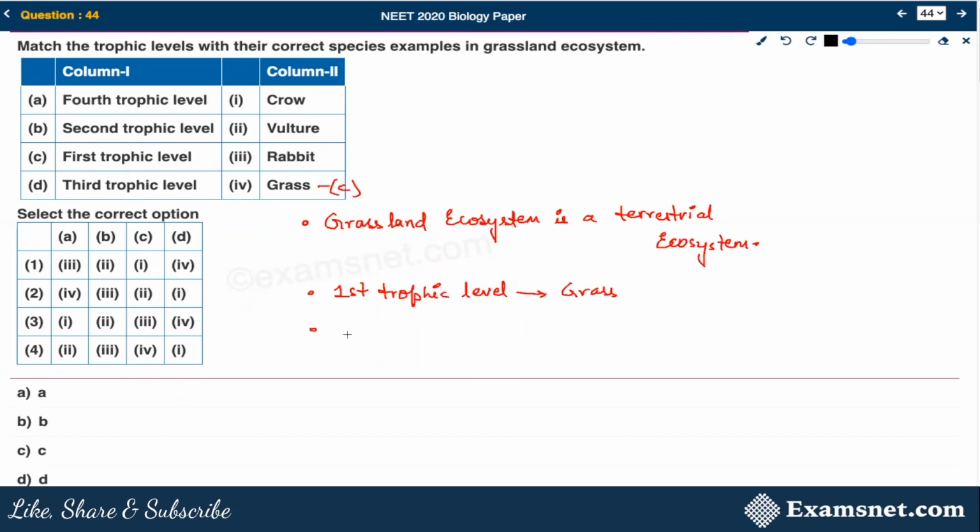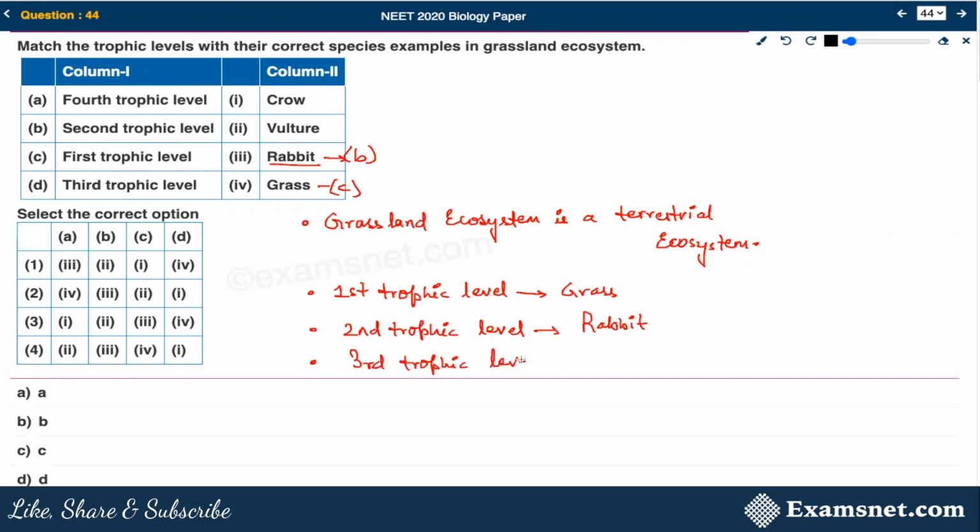All right. Now, if you look at the second trophic level, grass will be eaten by herbivores. Regarding all the options that you can see, there is only one option that acts as a herbivore, and that is rabbit. So this will go with the second trophic level. So this means B over here. Clear? So this will be rabbit. Then again, the third trophic level.